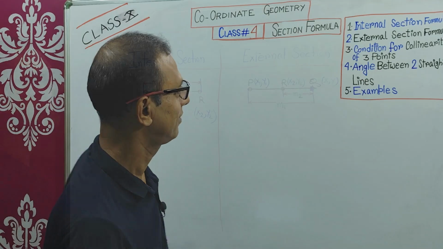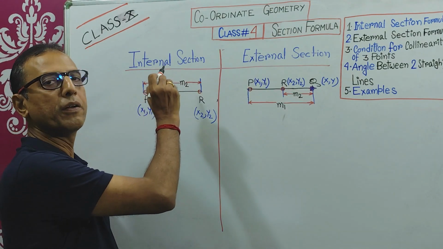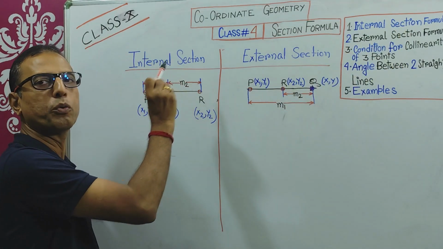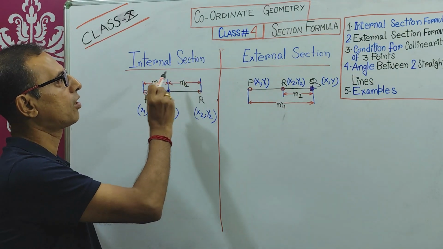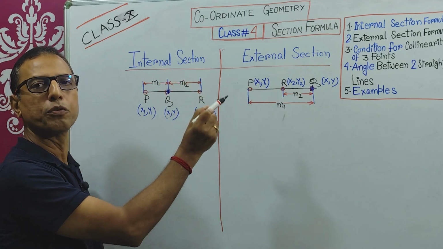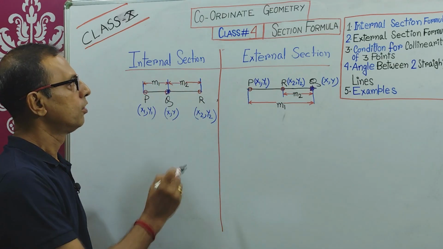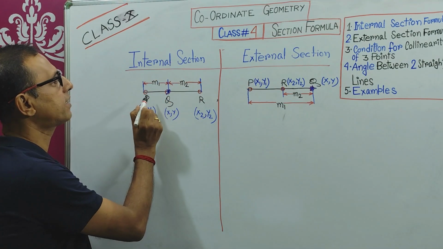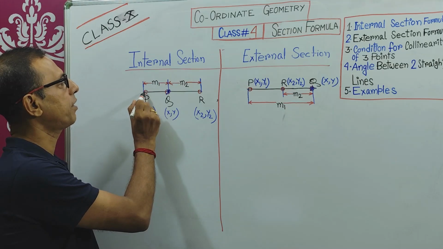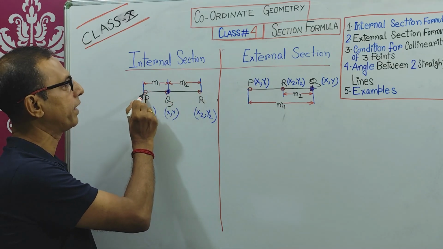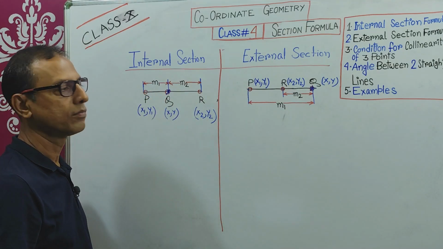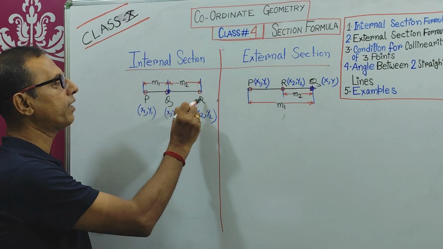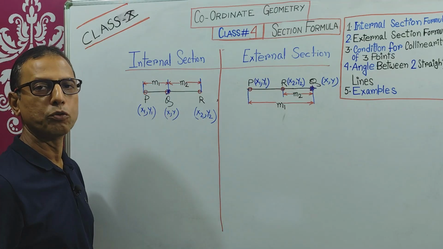Okay, so let's start. Now I will explain both internal section formula and external section formula together. These 2 topics I will cover together so that it will be easier for you to relate and understand, right? So left side, it is internal section. How the diagram looks like: let's say the line segment, in the line segment P and R, these 2 are the 2 extreme points, right? So coordinate of P is given x1 y1, coordinate of R is also given x2 y2.